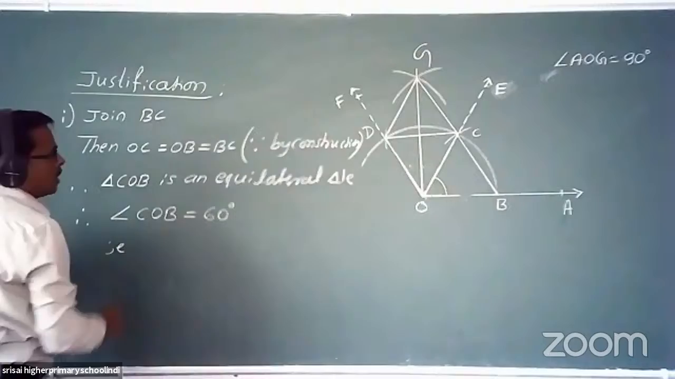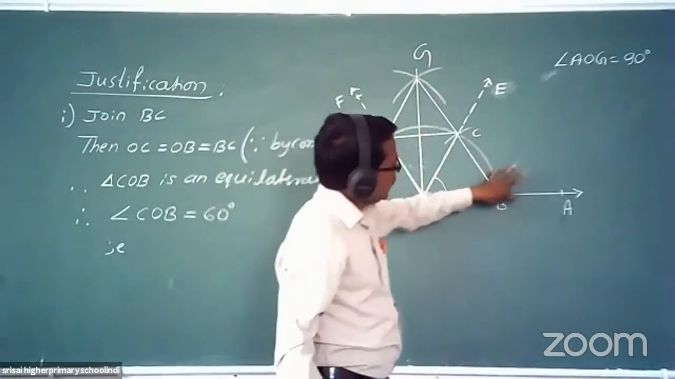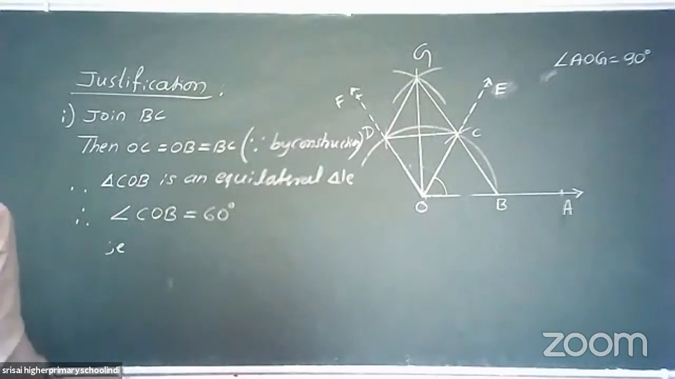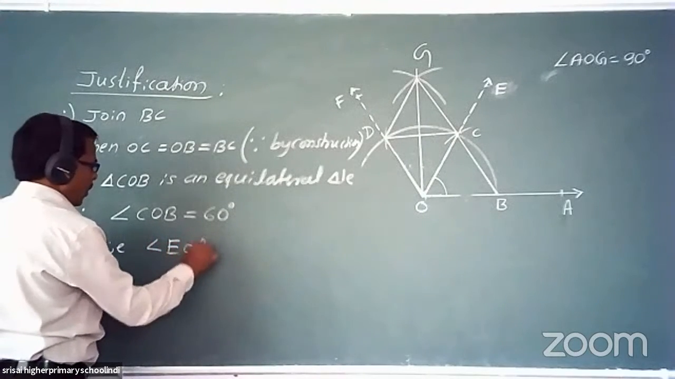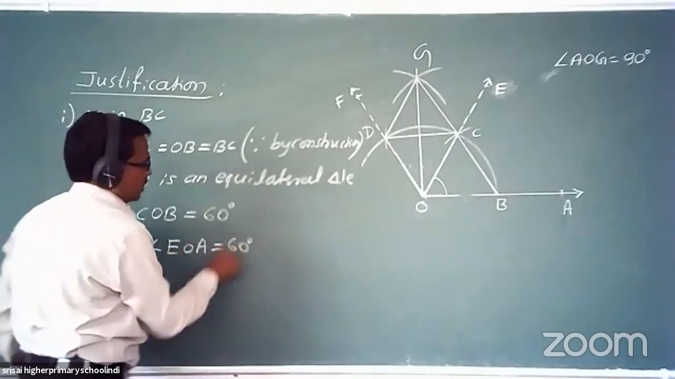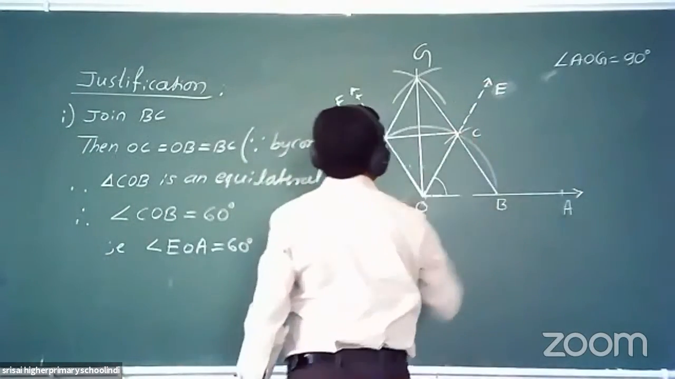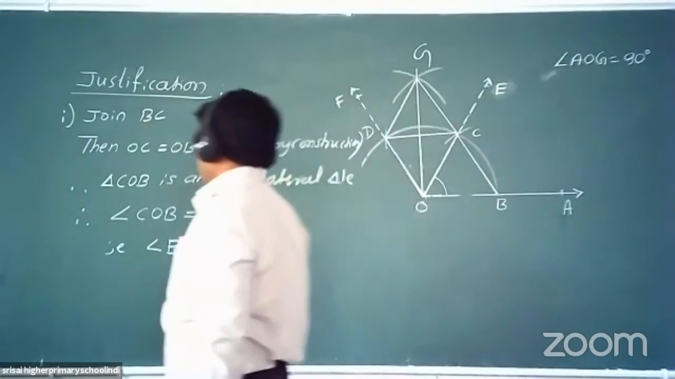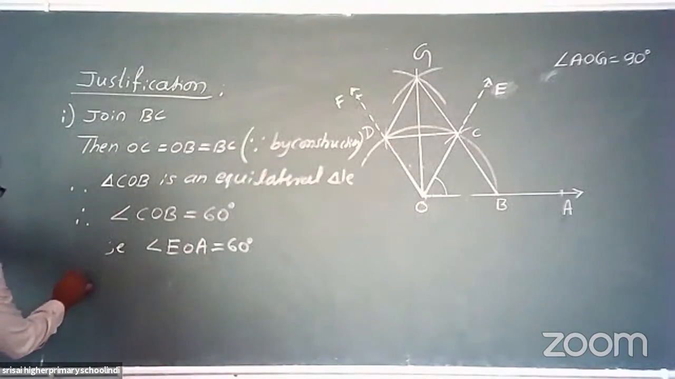That is, COB is 60 degrees, which is angle EOB or angle EOA. EOA equal to 60 degrees, this one. EOA is 60. COB is same as EOA. That's why it is 60 degrees. This much you write.